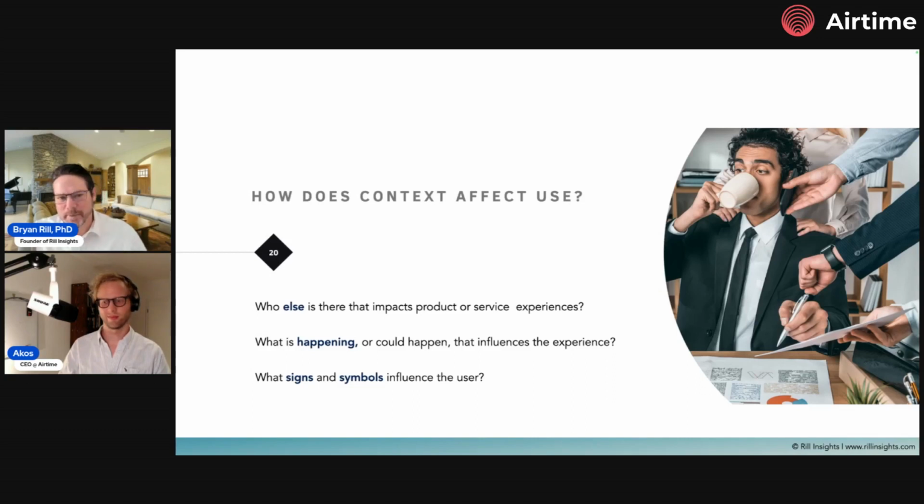Finally, it's important to pay attention to context. So who else is in the environment that impacts product or service experiences? Let's say that you have this lovely piece of software and it's used by middle managers in a business, and you envision them using this in a nice, peaceful office.